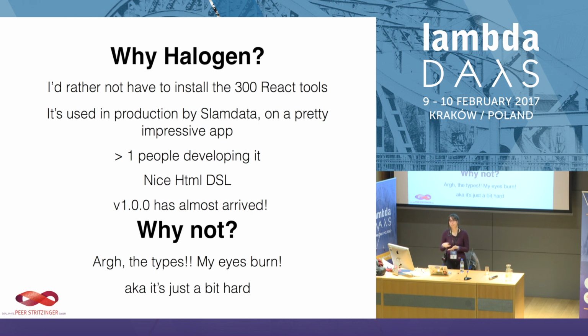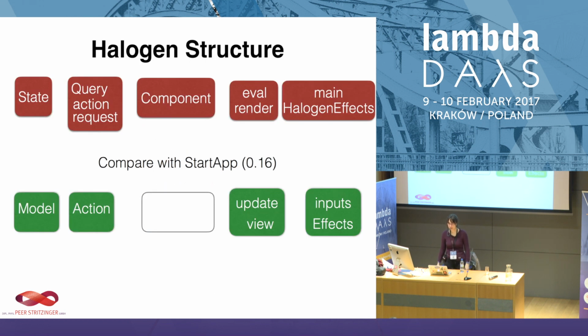And they kept making it better and making the types less complex. So it's actually getting less complex as it goes on. You might not want to do it if you don't want to worry about types too much. For that, probably you want to use Pux. And the Halogen structure, compared to the Elm architecture, is still pretty similar. Model is state, action is divided into two different types of actions. One is just action, and the other one is request from the state of the component.